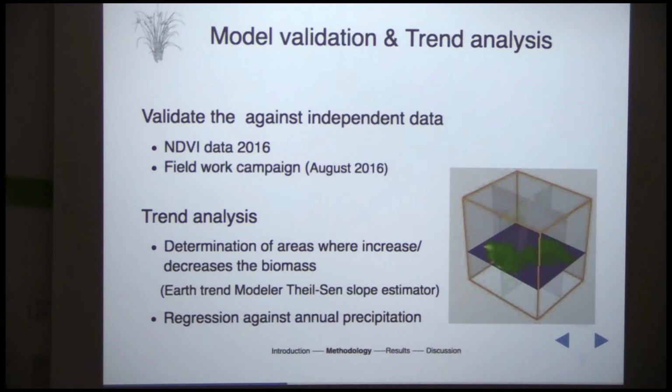The first step was to look at the maps that we produced, but to try to summarize this information, we applied an estimator that calculates the slope, and it says where the vegetation increased and where the vegetation decreased. Also, to try to study the temporal variation, we compare this temporal variation with patterns of precipitation.